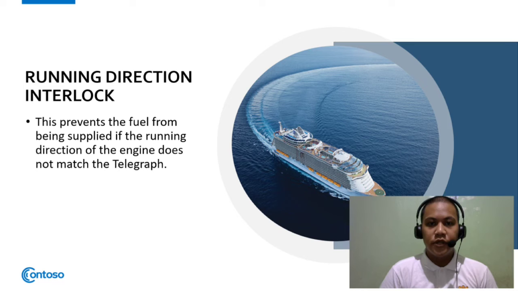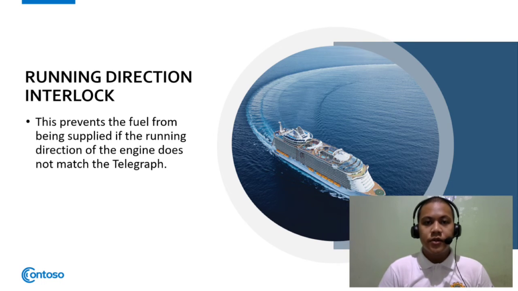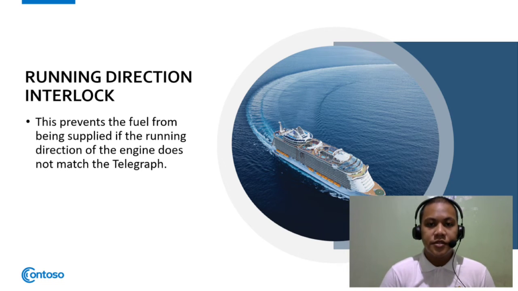Next is the running direction interlock. It is a type of interlock wherein it cuts off or prevents the fuel supply to the engine if the running direction of the engine does not match the telegraph. For example, the running direction of the engine is ahead, but the telegraph is in astern, so the running direction interlock cuts off the fuel supply.